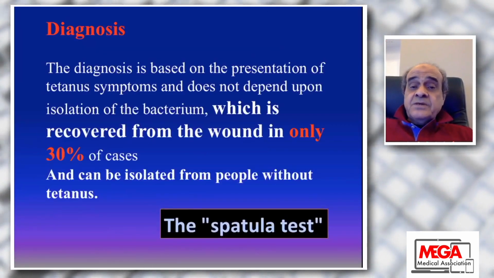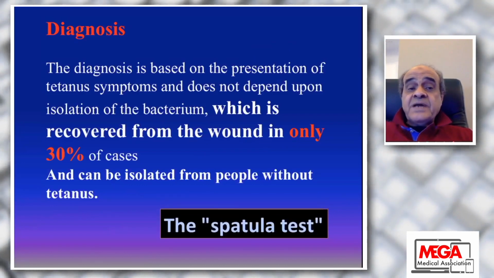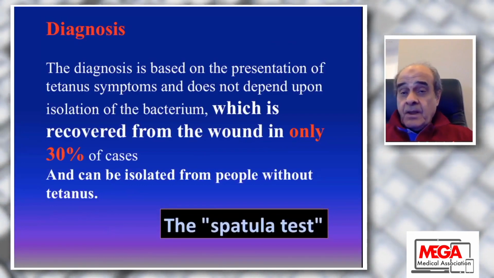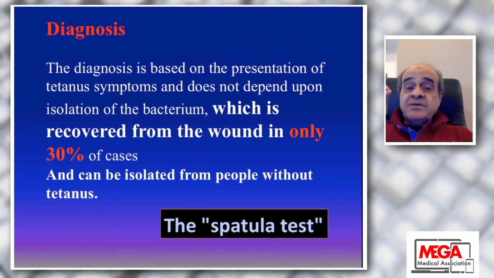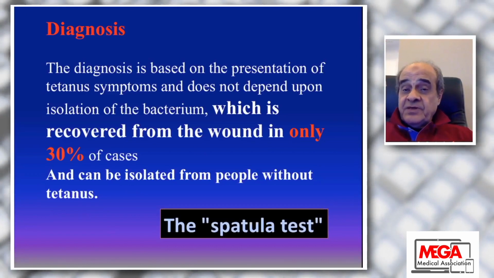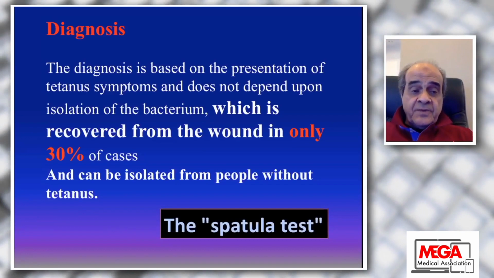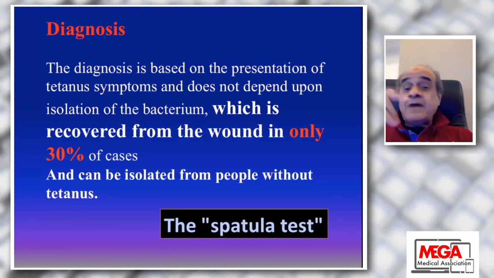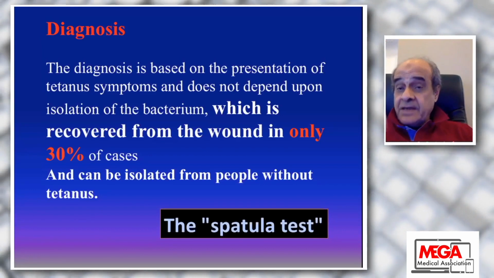Diagnosis is based on the presentation of tetanus symptoms, and doesn't depend upon isolation of bacteria, because the bacterium is recovered from the wound in only 30% of patients. Not every patient can you isolate the bacterium from, and it can be isolated from people without tetanus. Some people harbor the organism in the gastrointestinal tract.